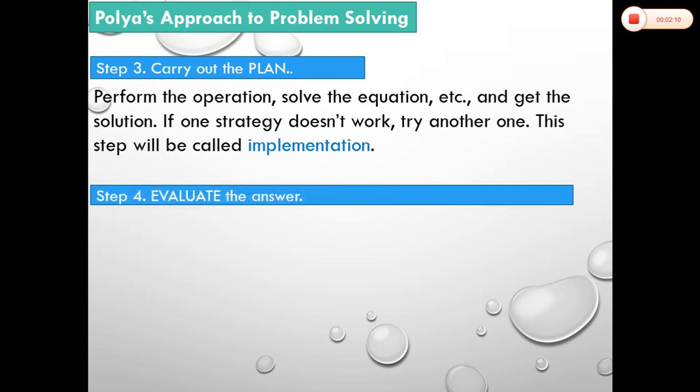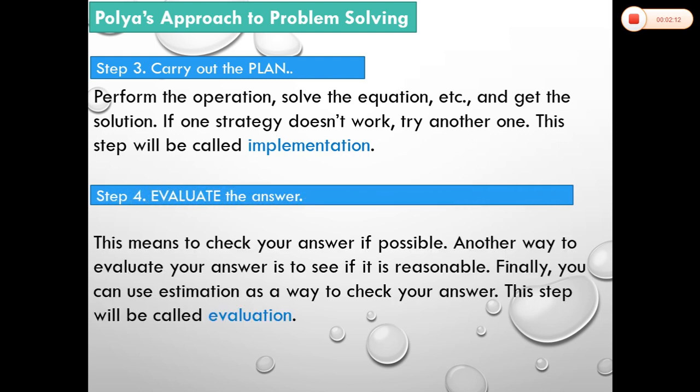The fourth one is evaluate the answer. This means to check your answer if possible. Another way to evaluate your answer is to see if it is reasonable. A dimensional check will do. Finally, you can use estimation as a way to check your answer. This step will be called evaluation.